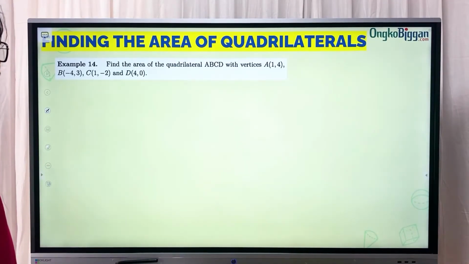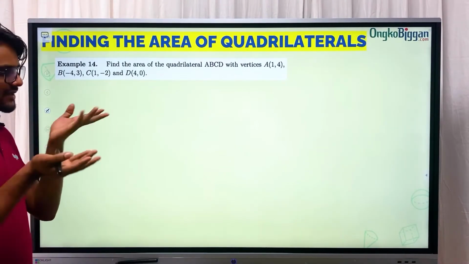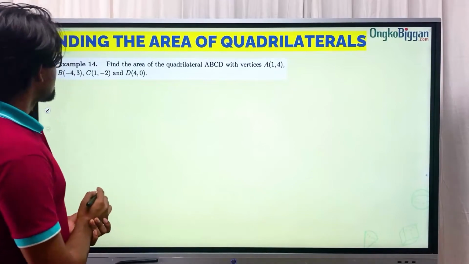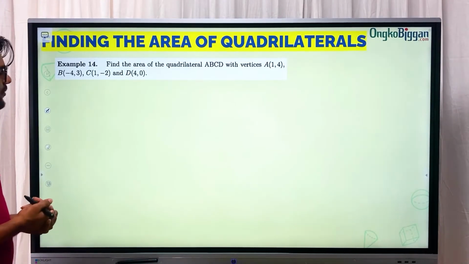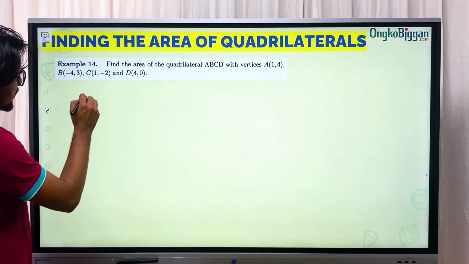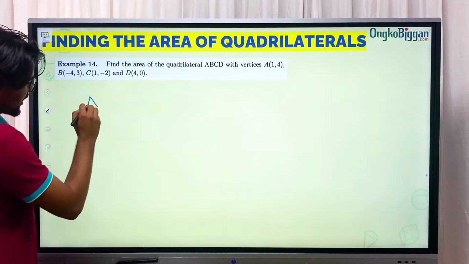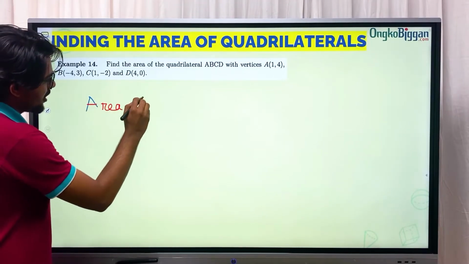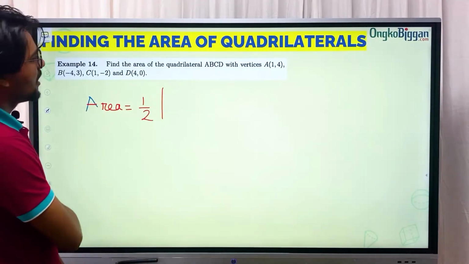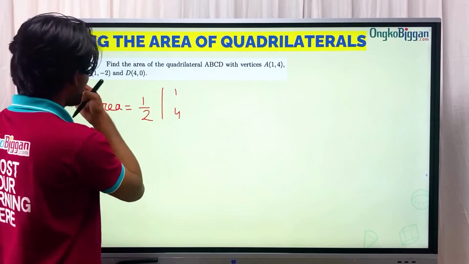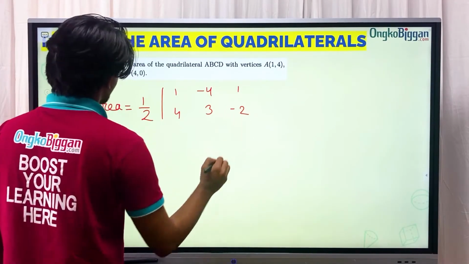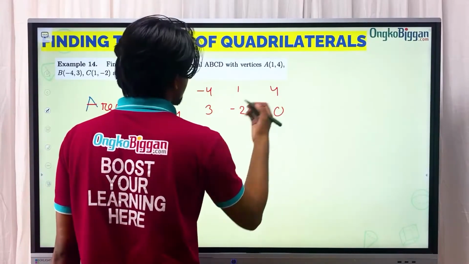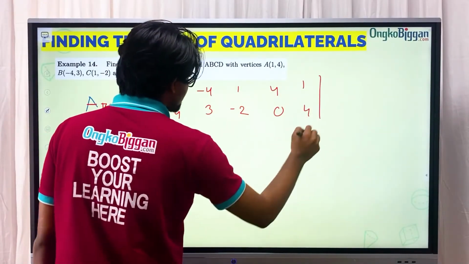So we have an example to practice what we have learned right now. Find the area of the quadrilateral ABCD with the vertices A(1, 4), B(-4, 3), C(1, -2), and D(4, 0). So area will be half. Then A vertex 1 4, B -4 3, then 1 -2, then 4 0, and again vertex of A 1 4.